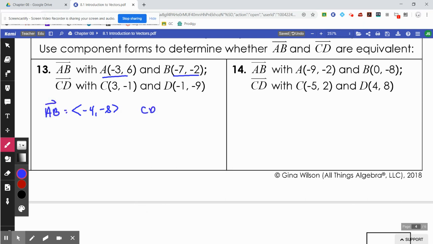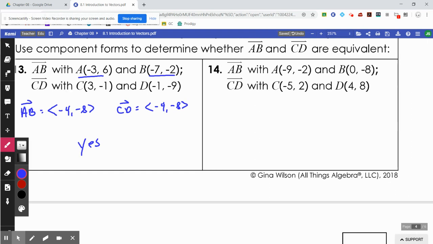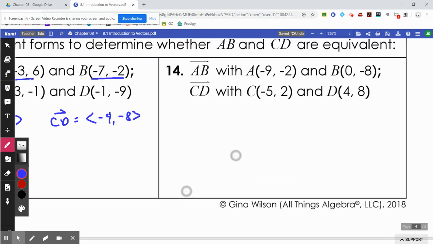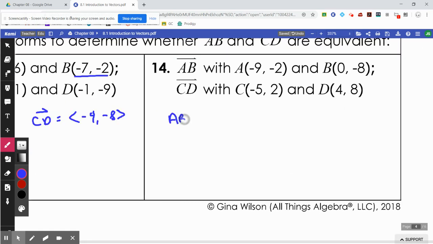Now let's do vector CD in component form. We're going to do x minus x, -1 minus 3, which is -4. -9 minus -1 will be -9 plus 1, which is -8. And notice they have the same component form. So are they equivalent vectors? Yes, they are. Even though they have different starting points and different ending points, when written in component form, they're the exact same vector.